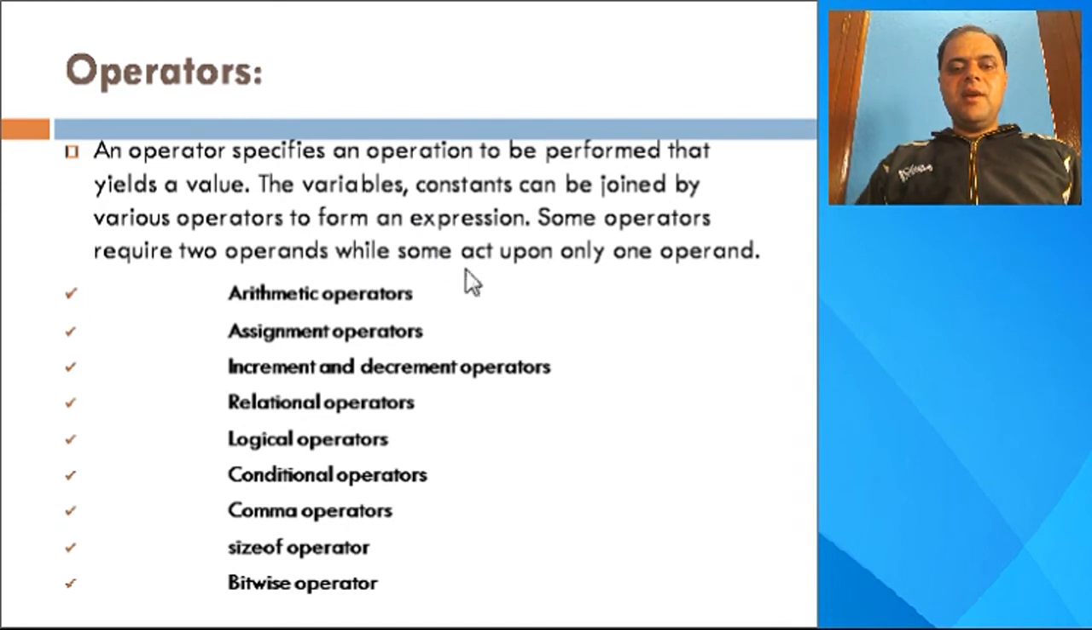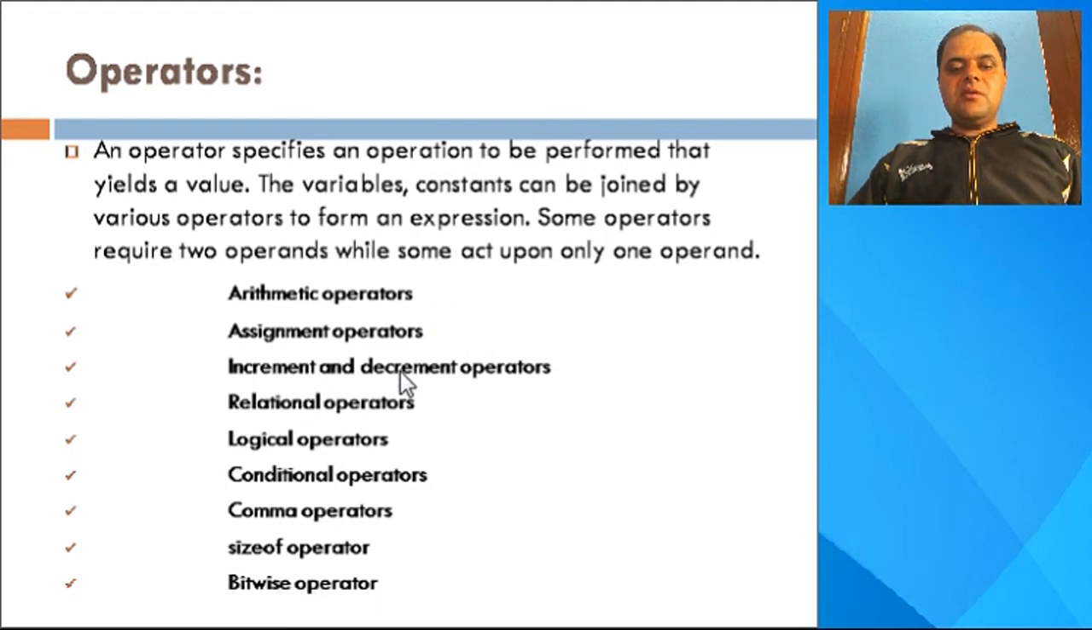Some operators require two operands while some act only upon one operand. Some operators require two operands, for example, a plus b, a into b, a divided by b, and some require only one operand, for example, plus a. Here, plus is the operator and a is the operand, or minus b. Minus is the operator and b is the operand.